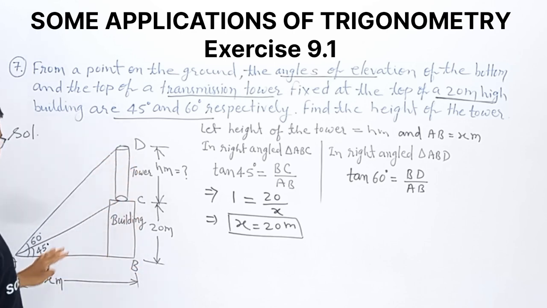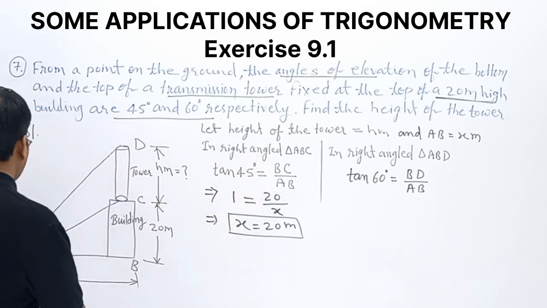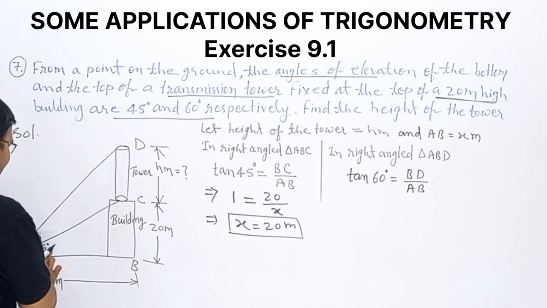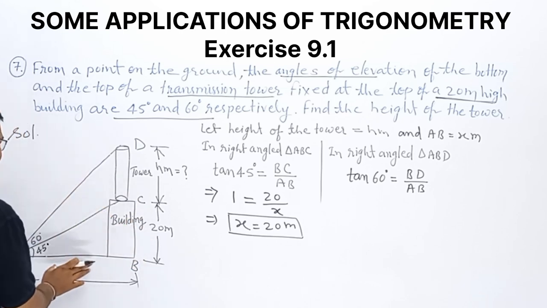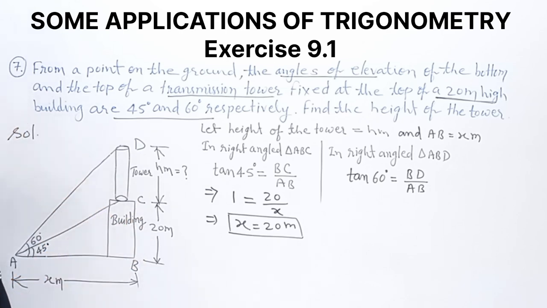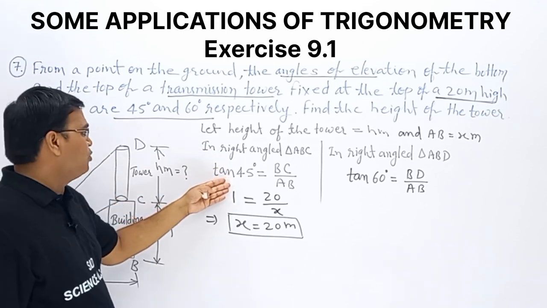We consider first triangle ABC. In triangle ABC we are having one angle and one side, so we obtain the base by using a trigonometric ratio. Clear?